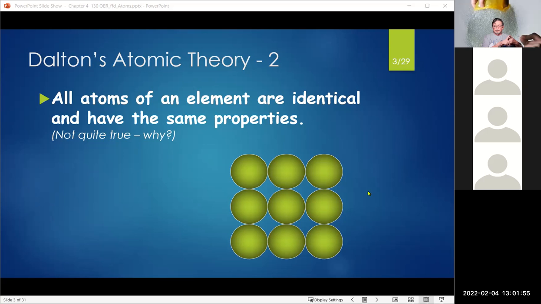He also proposed that all atoms of an element are identical and have the same properties. Well, the first part of it is true. For example, carbon is carbon. However, carbon in a diamond has totally different properties than carbon in, say, graphite. Diamond is the hardest material on Earth, and it's made up of carbon, whereas graphite is a dry lubricant, very slippery, and very soft. They both have carbon in them, the same carbon, 6 protons, but because of the way they're put together and how they interact with each other, they have totally different properties.